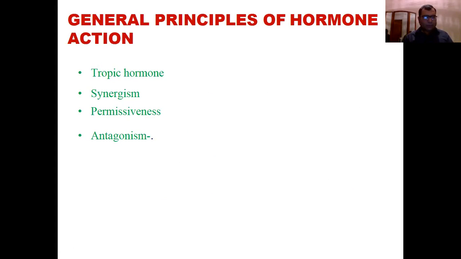Antagonism. One hormone produces the opposite effect of the other. The process is involved in both negative and positive feedback. For example, if A stimulates B, B stimulates C and C stimulates D, an increase in D causes inhibition of A. For example, negative feedback. If D decreases, A production is triggered. For example, positive feedback.